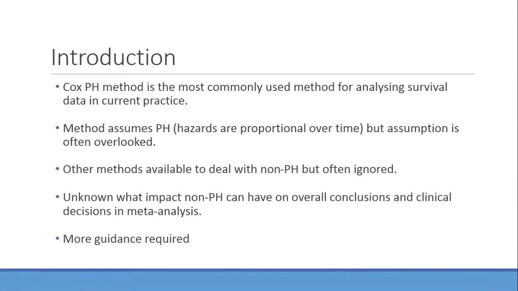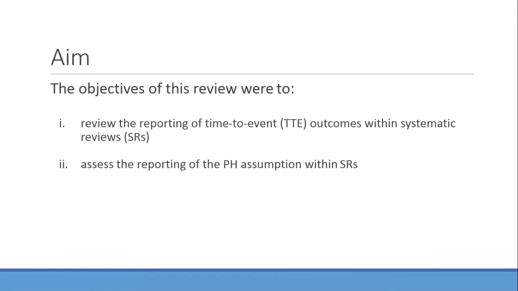The Cox proportional hazards method is the most commonly used method. It assumes proportional hazards, so assuming that the hazards are proportional or constant over time, but the assumption is often overlooked. There are other methods available for dealing with non-proportional hazards, but these methods are often not used. It is currently unknown what impact non-proportional hazards can have on overall conclusions in clinical decisions, so more guidance is needed, in particular on how to assess the proportional hazards assumption.